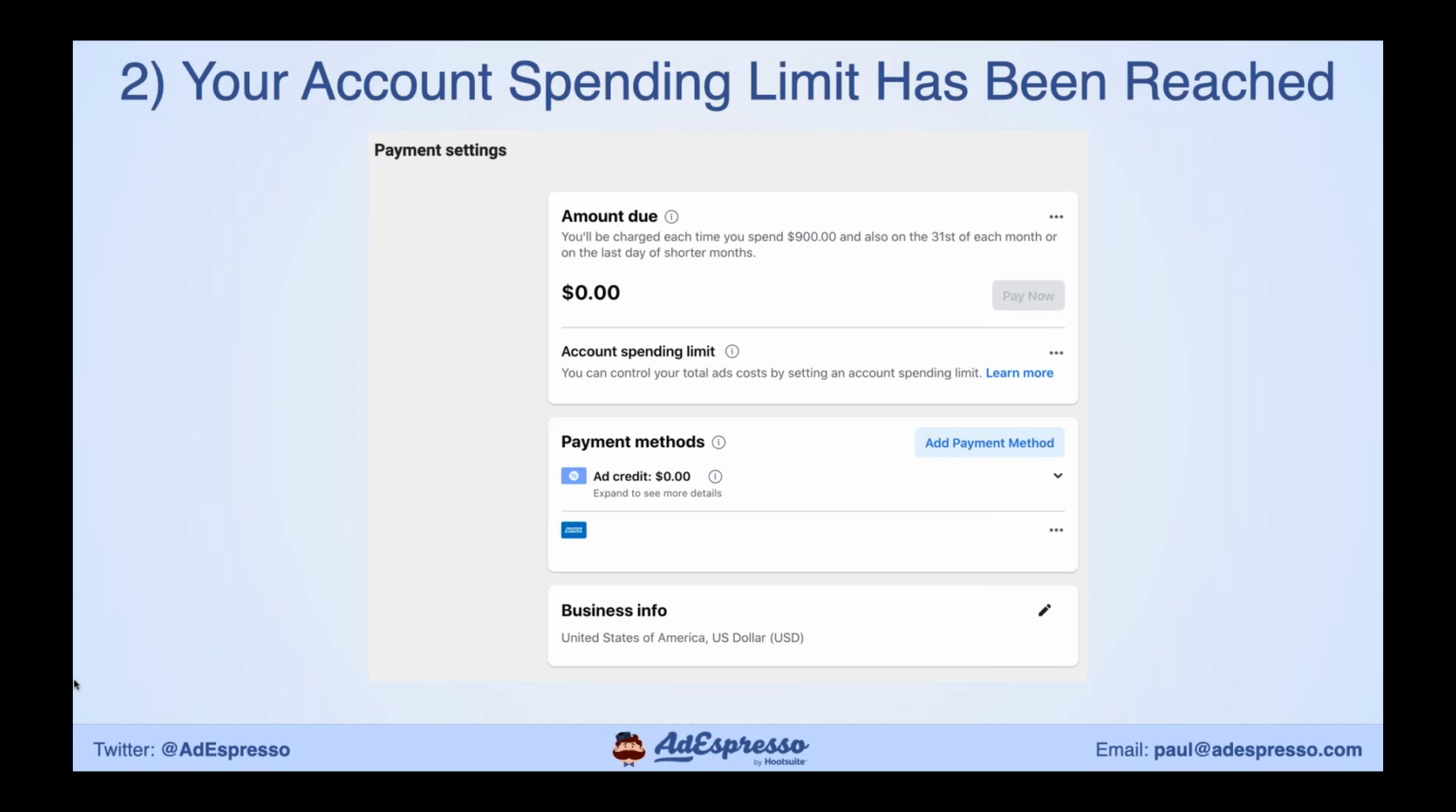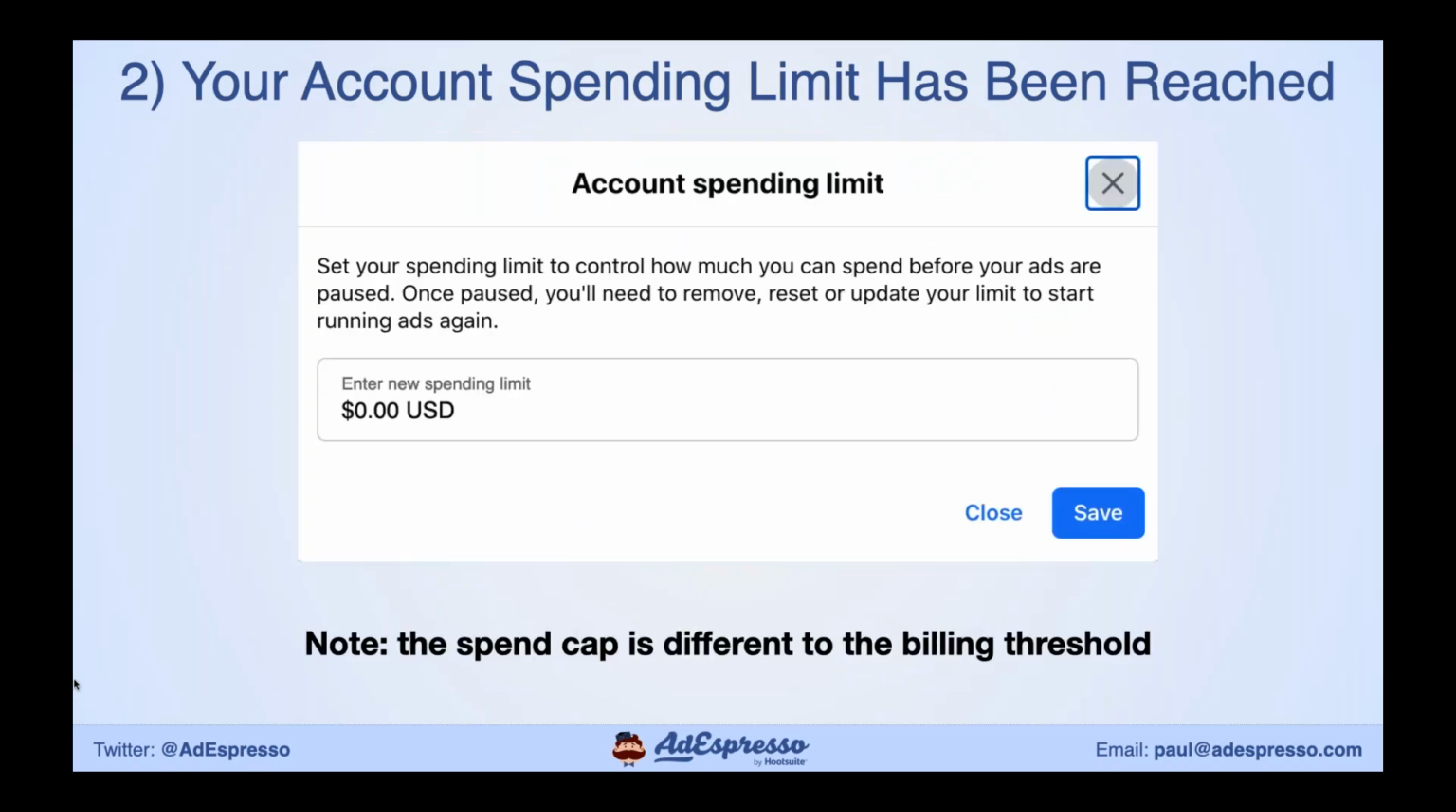I mean, some people on Facebook are spending hundreds of thousands of dollars, and you don't want to necessarily rack up that type of bill. So you can put in this safety margin. You'll see it here. You can put in this spending limit. Why this catches people out is it's not always clear in Ads Manager that you've reached your spending cap. So just be aware that the spending cap is different from the billing threshold on Facebook.